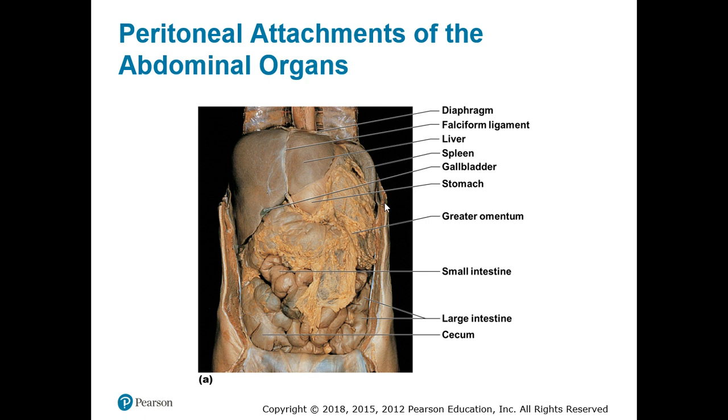Here's a real life picture of it. You can see the big, huge greater omentum. It's very yellowish. It hangs out and covers a lot of your abdominal organs. Unfortunately, you can't see the lesser omentum because it's hidden underneath your liver. So here you can kind of see your stomach, but the liver covers a majority of it.